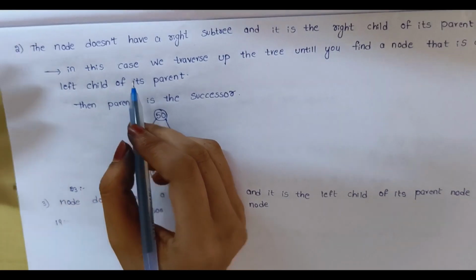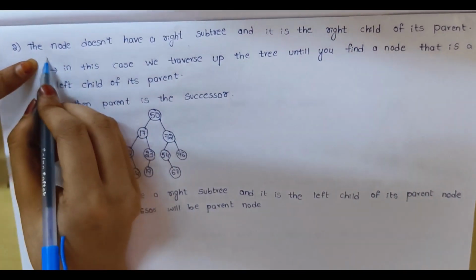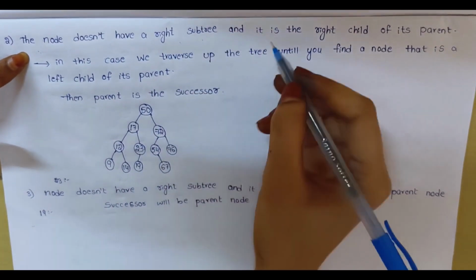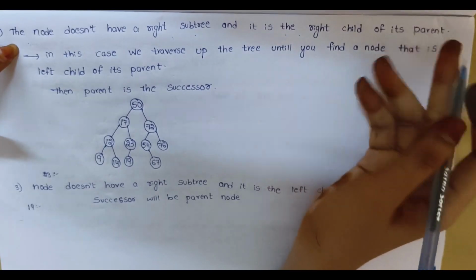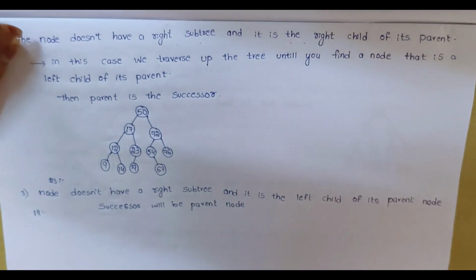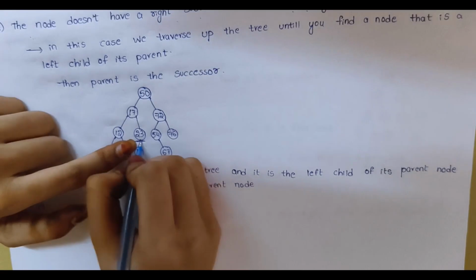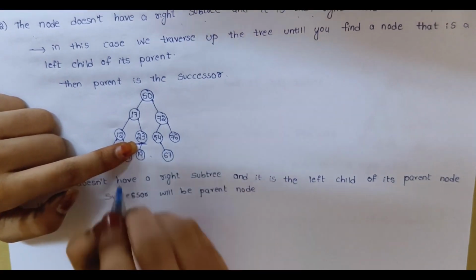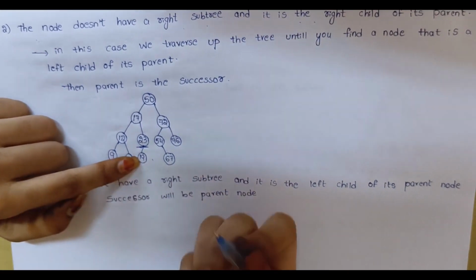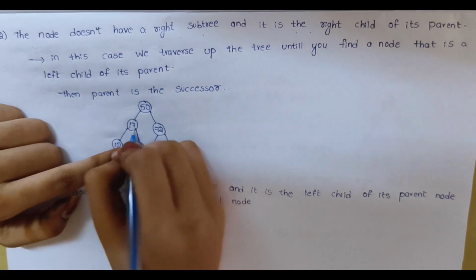The condition to find the successor of a node is that the node doesn't have a right subtree and it is the right child of its parent. Means if we want to find the successor of 23, in this case 23 doesn't have any right subtree, it only has a left subtree, and it is the right child of 17.